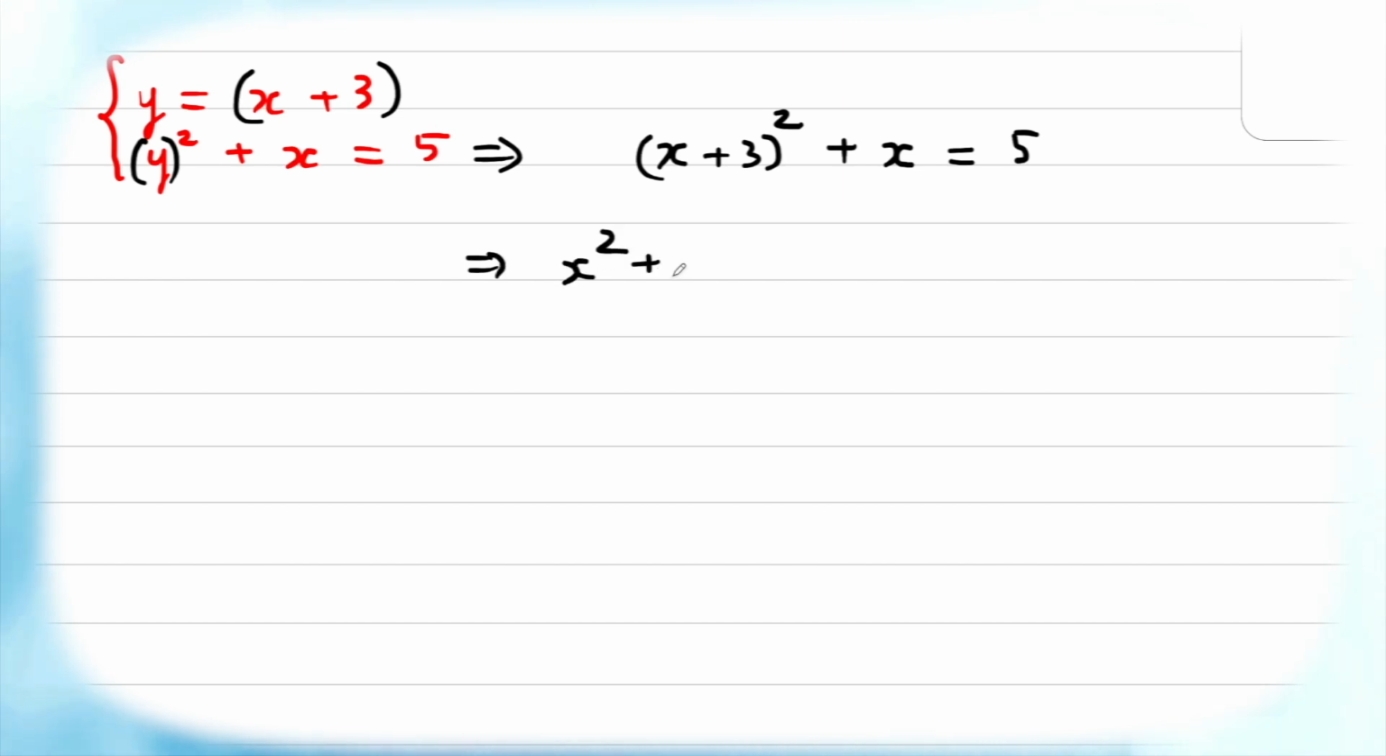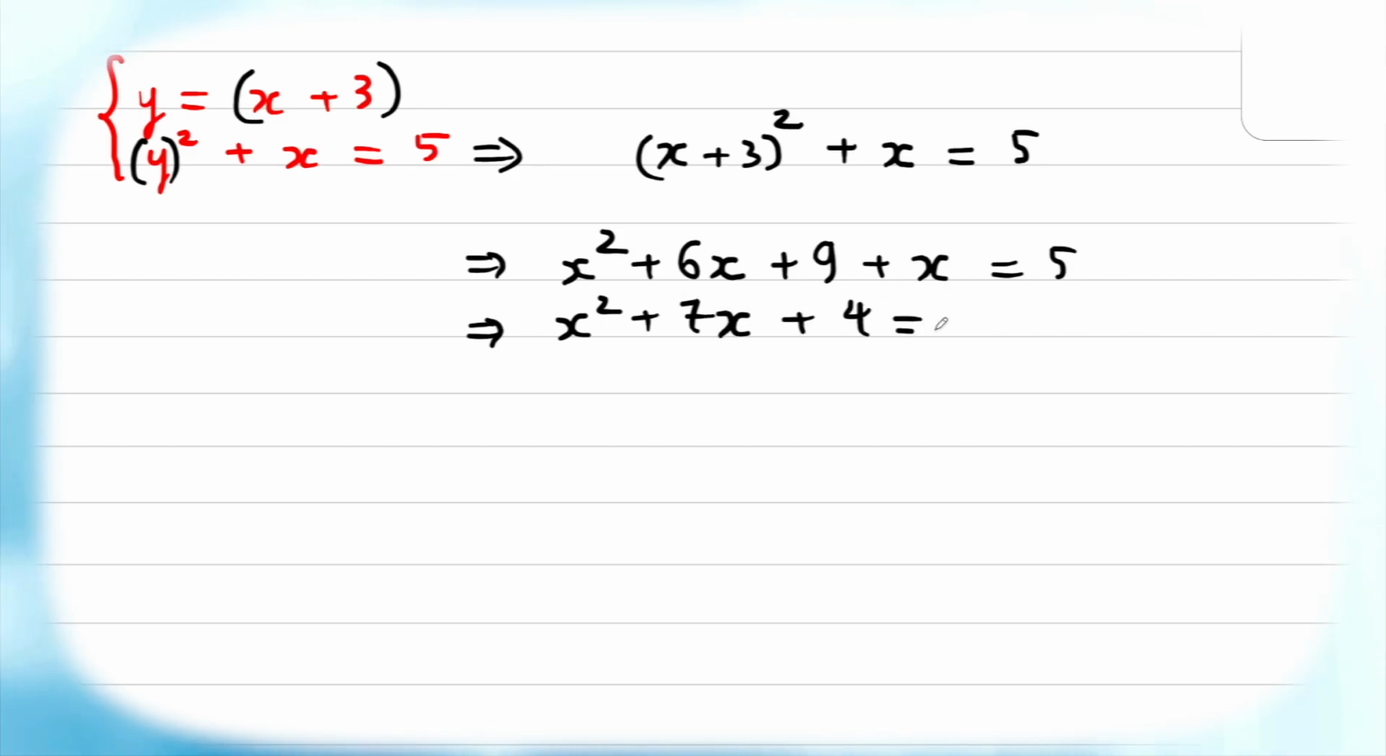x squared plus 2 times 3 times x, which means 6x, plus 9, plus x like this one. Simplify this, you get 7x here and plus 4 here equals 0. After that, I will figure out the values of x1 and x2. The coefficients of this quadratic will be 1, 7, and 4.